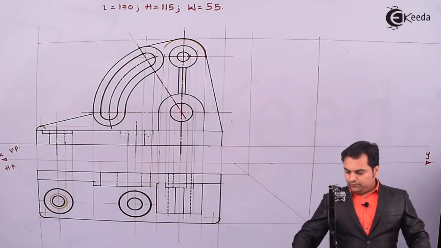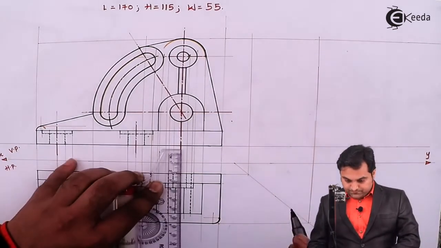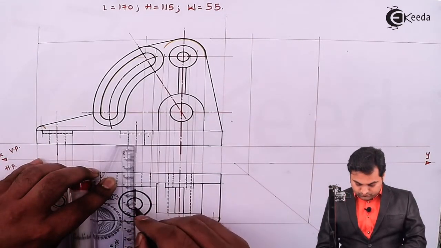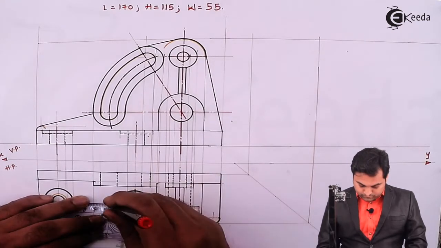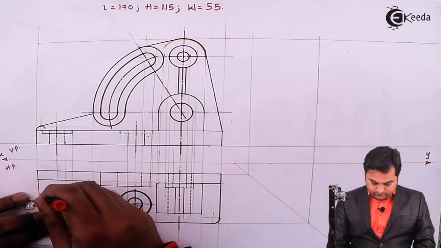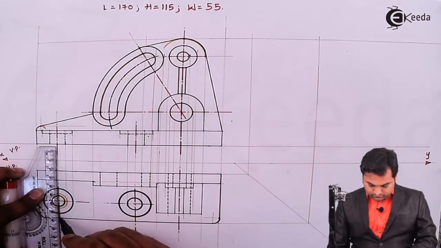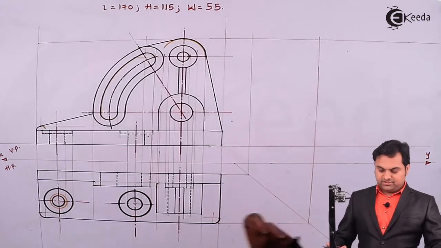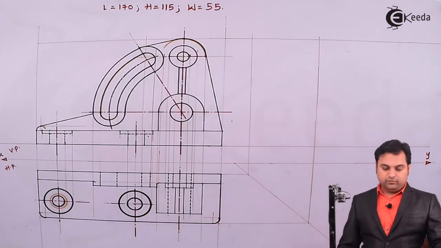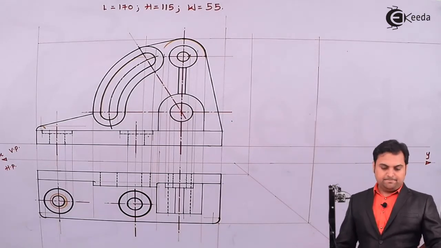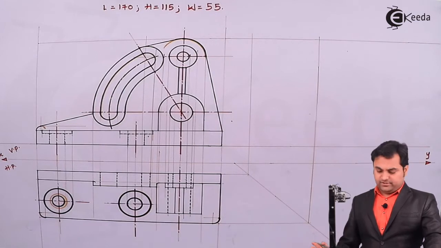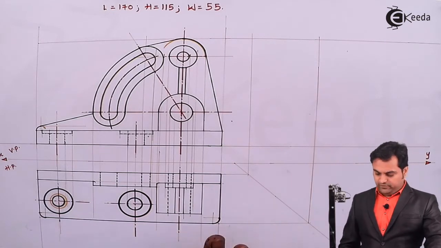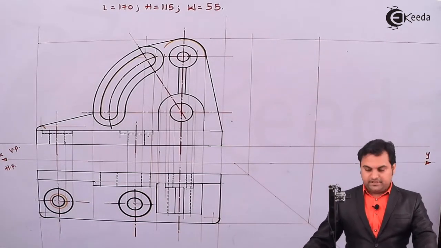So here is the complete top view. Then I'll draw the center lines. So this is the complete top view. Next, we have to go for the side view, and that will be the left hand side view. And remember, here there is a sectional left hand side view. So for that, we need to draw the plane side view first. So let us get started with the plane side view.